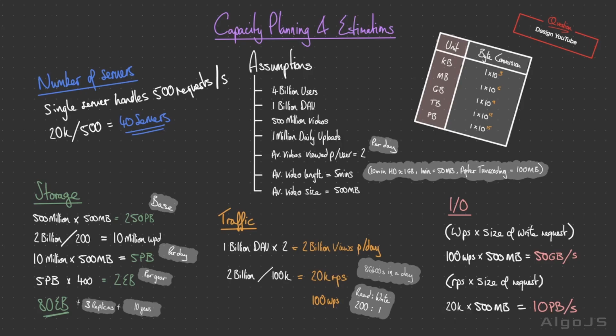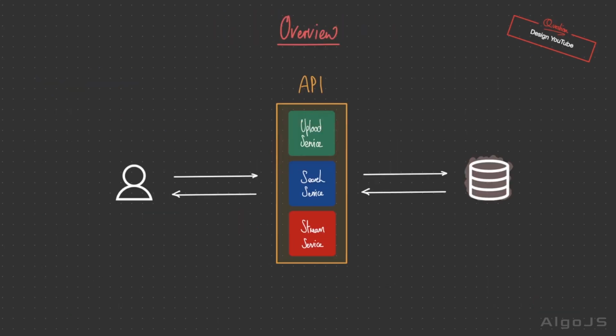Now, that was a lot to take in, so pause the video and read over this information, but enough with capacity planning. Let's move on to the high-level overview. So for the system, we have 3 main processes that are crucial for the design, and these are content creators need to be able to upload videos to the servers, as well as users being able to search and stream videos. So within the API, we have a service for each one of these, and this needs to be persisted within some kind of persistent storage.